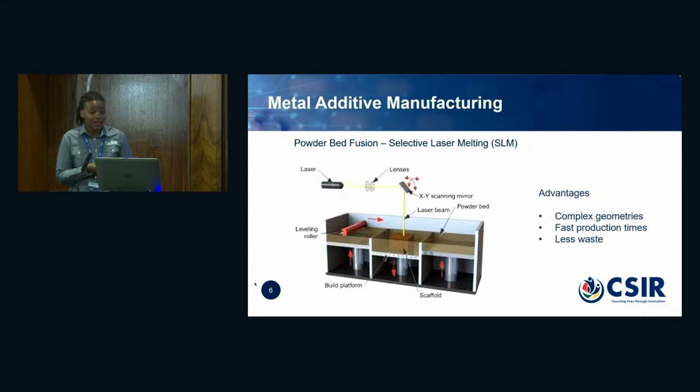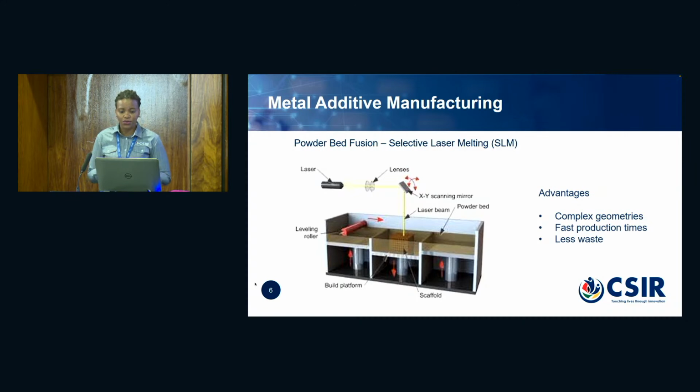Now, the advantage of this type of technology, in comparison to conventional methods, is firstly the complex geometries that you're able to manufacture. Really, you can build almost anything with this type of technology. It also has relatively fast production times. There's also less waste. You're able to reuse the powder that was not melted, so it's less waste and more friendly to the environment.